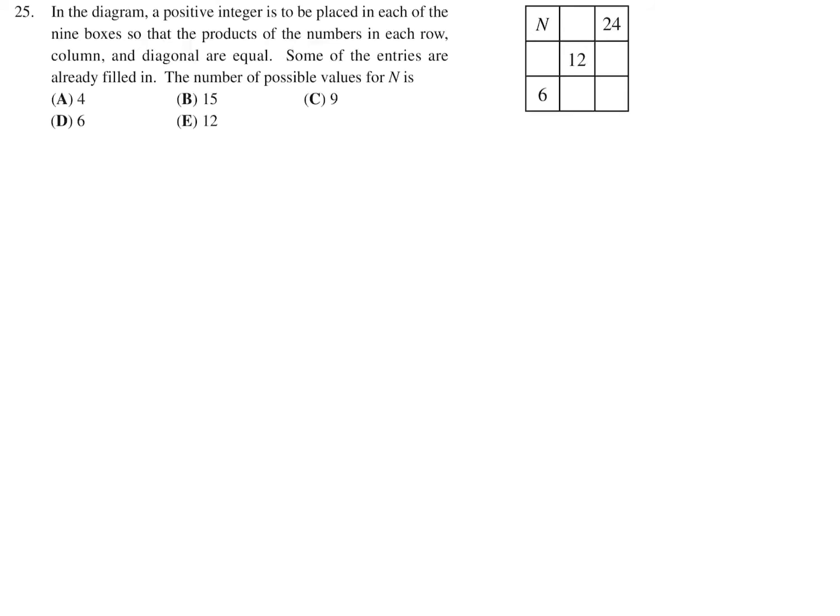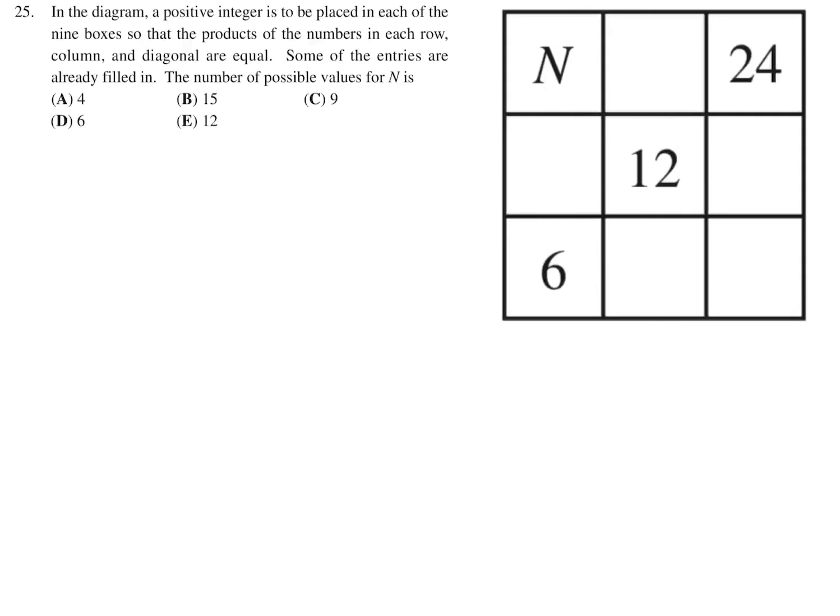In the diagram, a positive integer is to be placed in each of the 9 boxes so that the products of the numbers in each row, column, and diagonal are equal. Some of the entries are already filled in. The number of possible values for n is... So here's that diagram blown up.